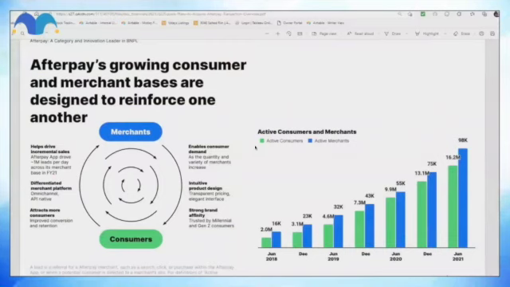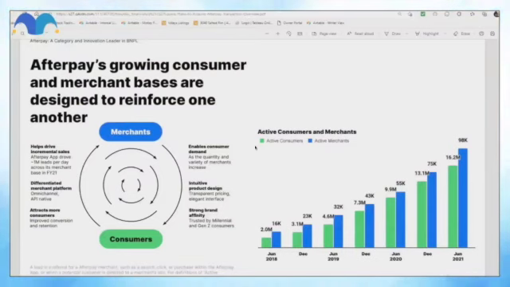So a couple of points I wanted to hit on the Afterpay acquisition. I've said before on other shows that I'm a fan of the acquisition. I'm not a fan of the price they're paying. I think they're paying a lot. So let's dig into what Afterpay is and why Square might be so interested in it.